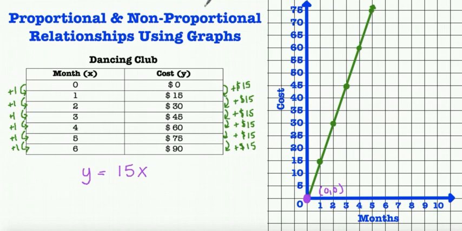Okay, so don't forget, in order to be a proportional relationship on a graph, we have to start at 0, 0, and we have to have the same rate of change throughout.